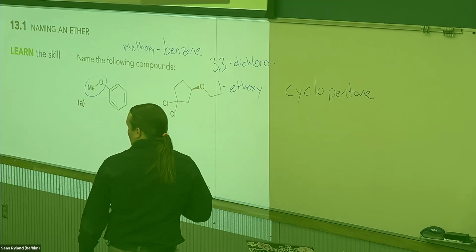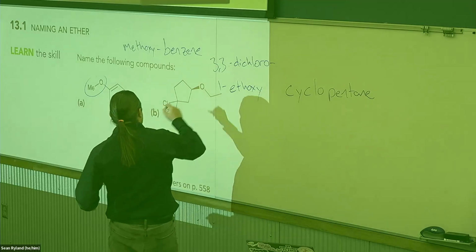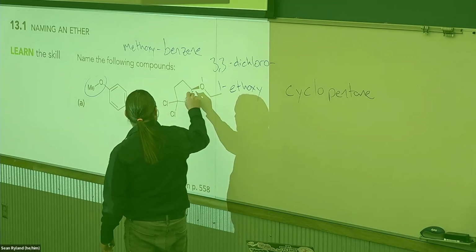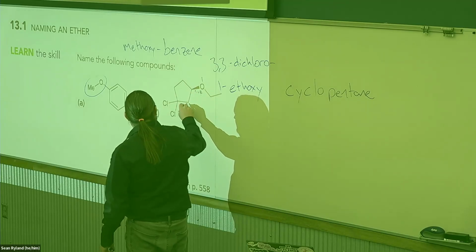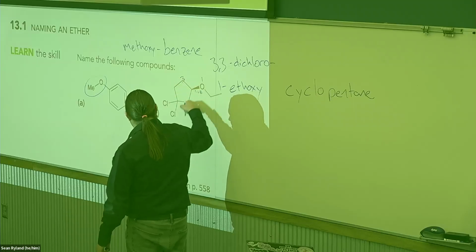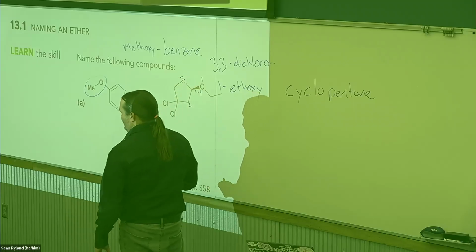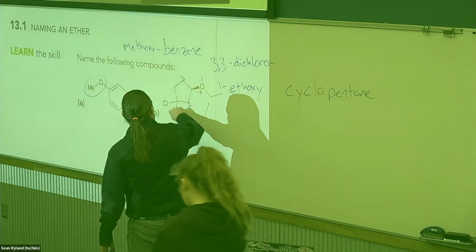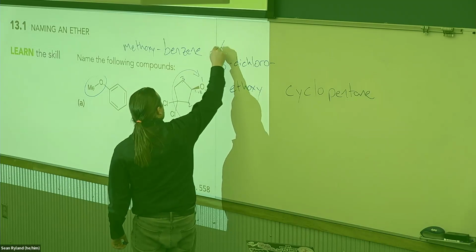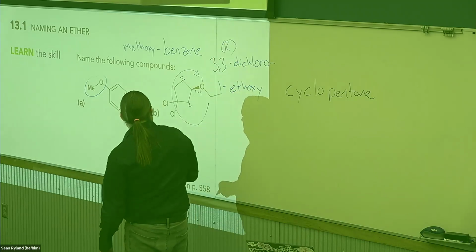Okay. And then we just have to do our R/S assignments. So highest priority is going to be there. Lowest priority is the hydrogen in the back. Then 2 and 3, so we get to the chlorines faster going down first. So 1, 2, 3. 4 is already into the board. So it's R.